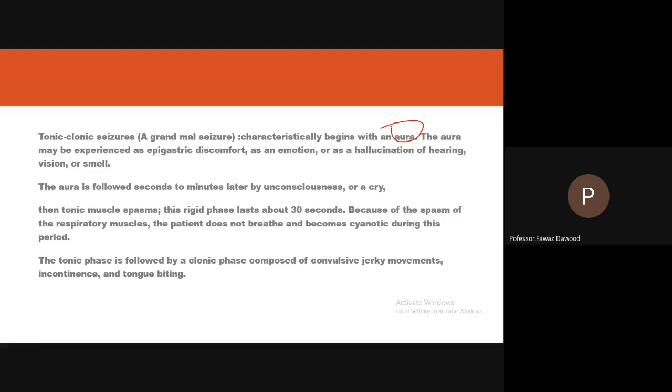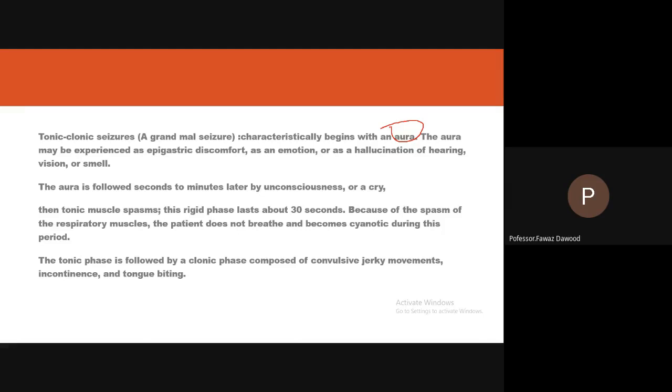Then the tonic spasm starts within 30 seconds. Of course, the most serious condition is when the muscles of respiration are affected, and here the patient could not inspire and expire due to the paralysis of the respiratory muscles. And here the patient may show cyanosis, especially cyanosis of the lip.